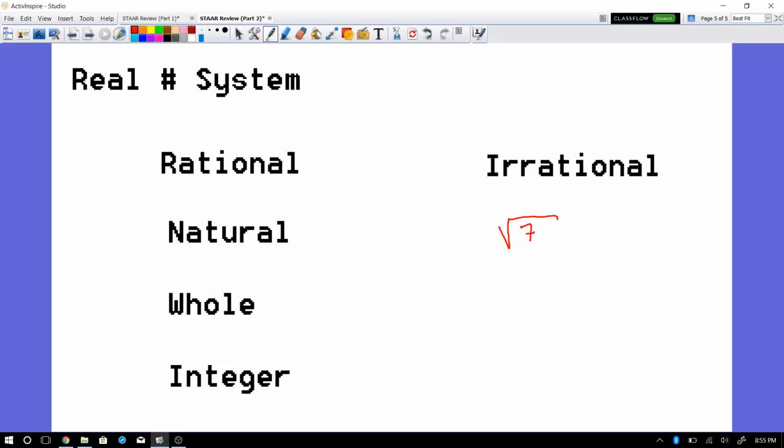So it's something that doesn't repeat, because if the square root of 7 was like 2.4444, we wouldn't be talking about irrational, because we could just put it repeats. It doesn't repeat, and it has no pattern.